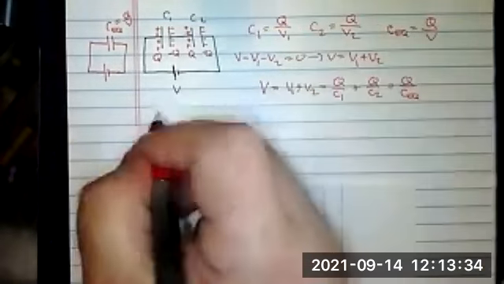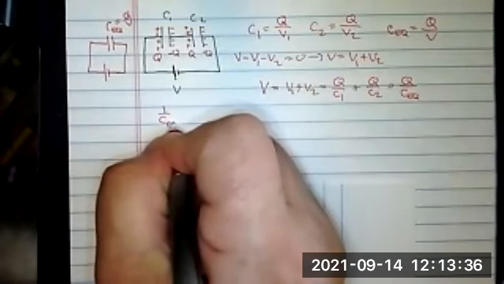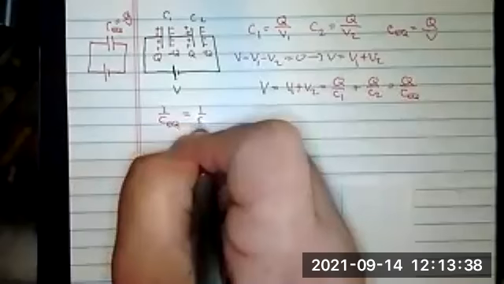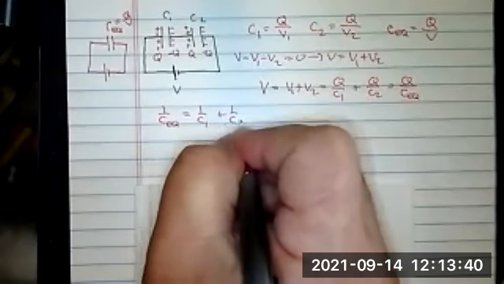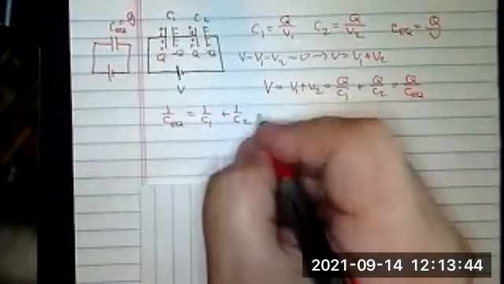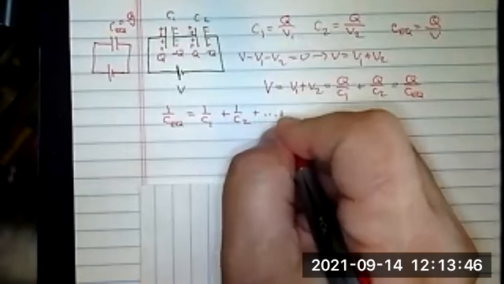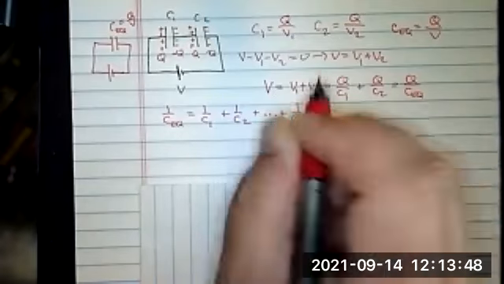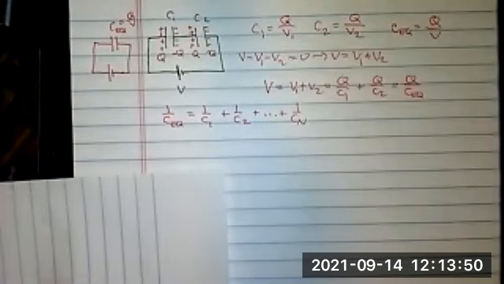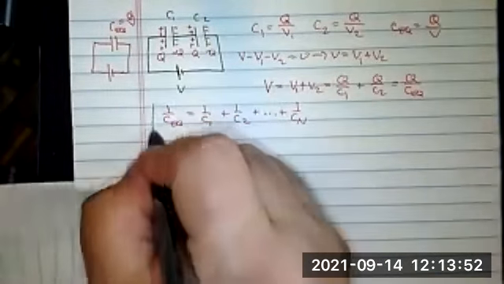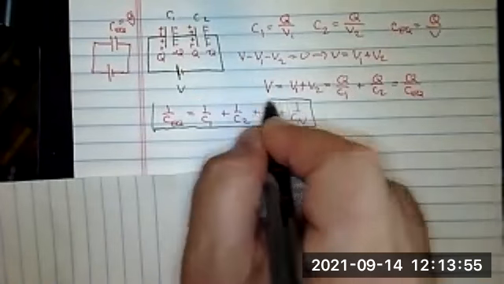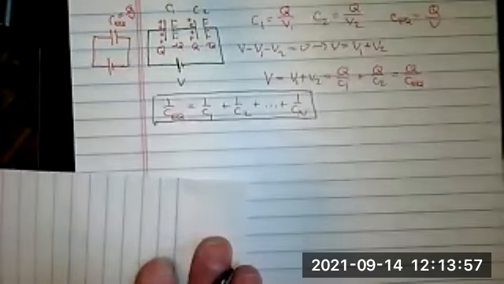So I think you can see that 1 over C equivalent is equal to 1 over C1 plus 1 over C2. And of course, if I did this with N capacitors, it would be plus dot, dot, dot, plus 1 over Cn. So that's the equivalent capacitance of capacitors in series.